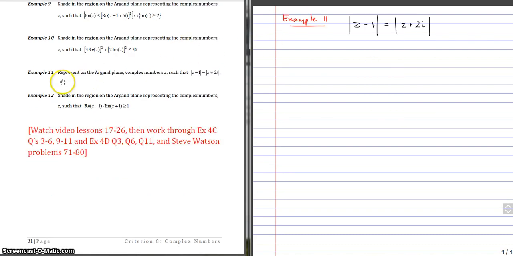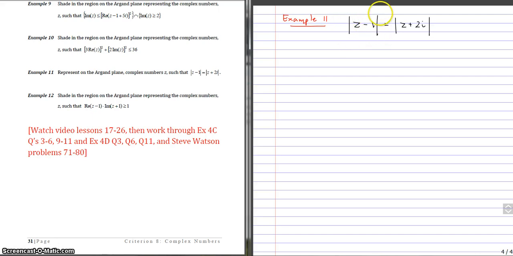Alright, example 11. Represent on the Argand plane complex numbers z such that the modulus of z minus 1 equals the modulus of z plus 2i. This particular relationship does not include a less than or equal to sign or a greater than, so there's not an inequality, which means it's actually not going to be a region. But I've included this example, not for the region's purpose, but because it's an interesting example just to be aware of.